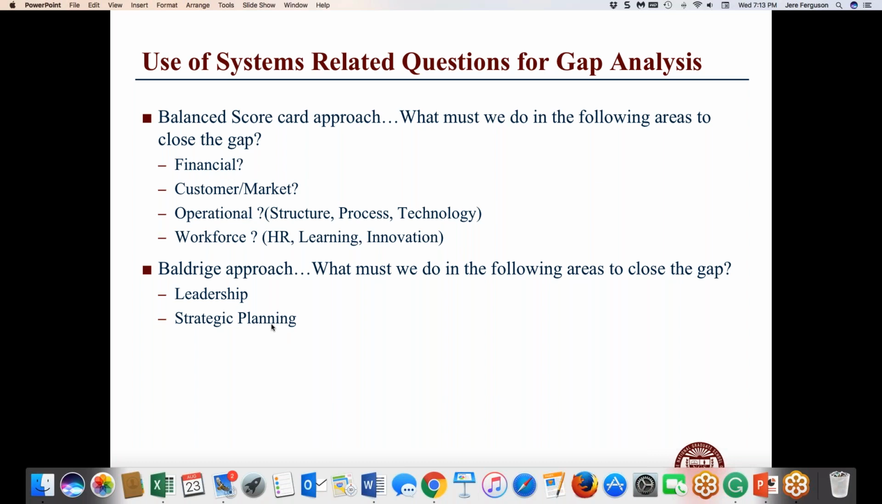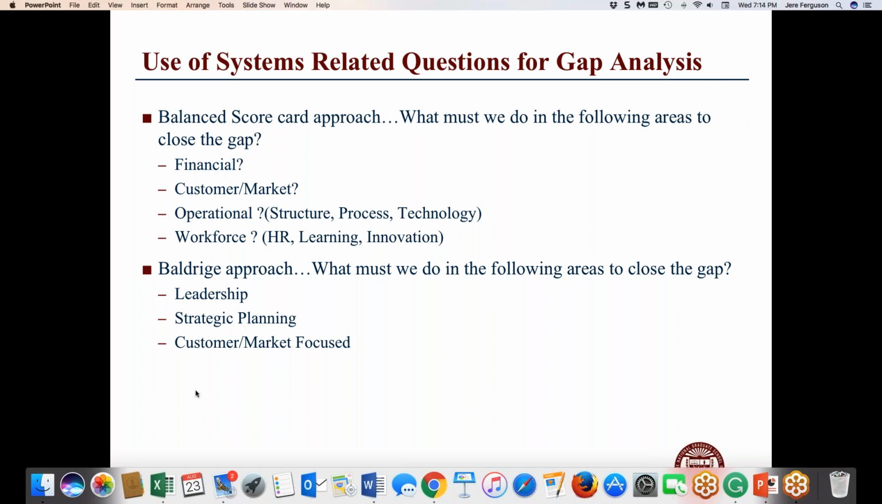But strategic planning and the implementation of a strategic plan are skill sets that Baldridge would have you look at when you're looking at your gap analysis. There is a significant difference in the skill set between the individuals that develop a strategic plan and the individuals that actually implement and carry it out. They don't necessarily have the same skill sets, and not necessarily everybody that does one is capable of doing both.